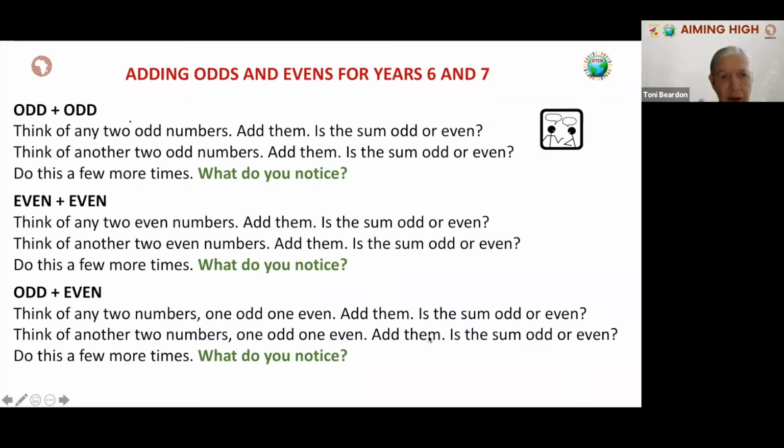Now if I add 3 and 2 from Caroline's cards there, that's 5, that's odd. If I add 3 and 4, it's 7, that's odd. 3 and 6 is 9, that's odd. 5 and 2, 7, that's odd. And it seems as if, well, have you put it on the chat? What do you think's happening when we add an odd and an even? Lots of you are saying the same thing. You get an odd number every time.